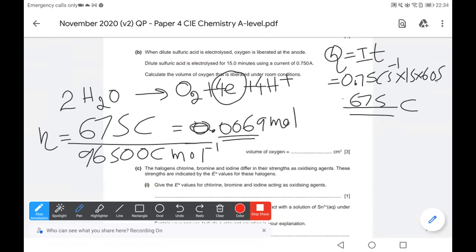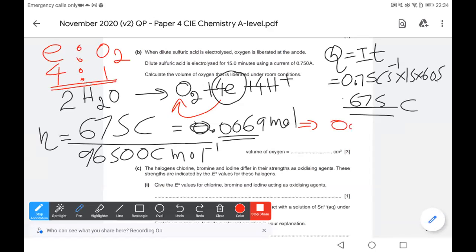Then, if that is the electron moles flow, how much is the oxygen moles flow? In the balanced equation, the electron to oxygen ratio is 4:1. So oxygen moles is 0.0069 divided by 4.